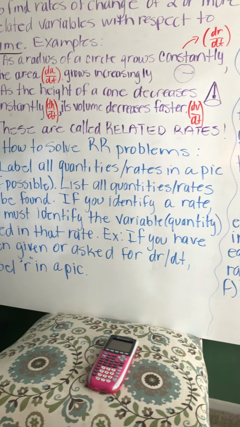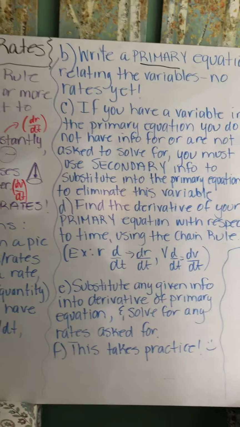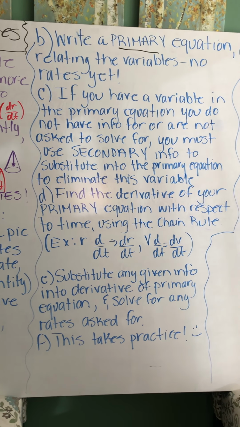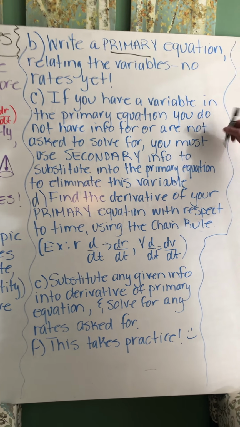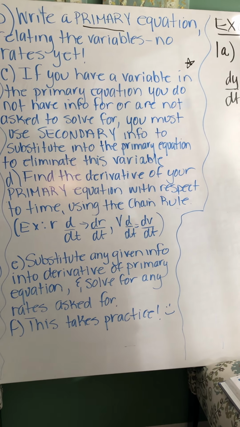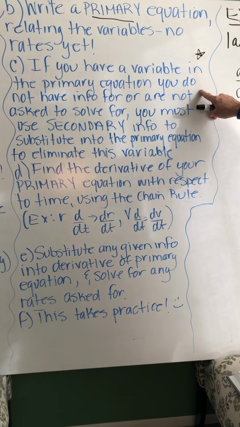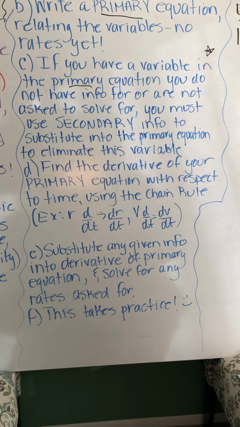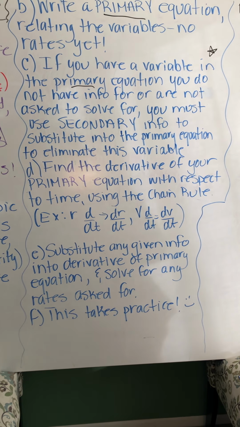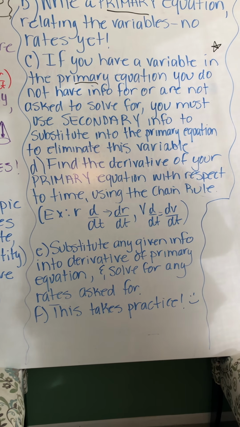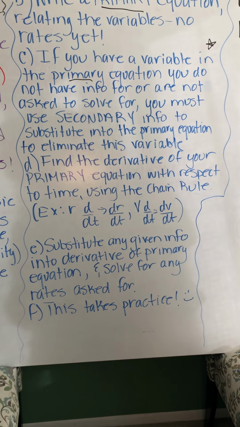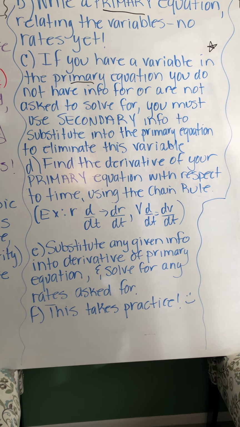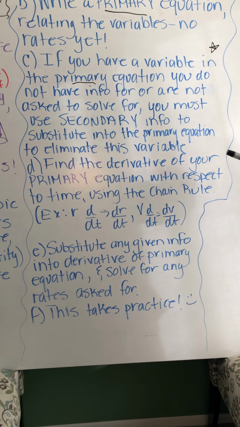B, write a primary equation relating the variables. No rates in there. We're just writing equations that we actually know, okay? C, this is more for 2.6b, and there'll be an example video. If you have a variable in the primary equation you do not have information for, or you are not asked to solve for, you must use secondary information to substitute into the primary equation to eliminate this variable. So if you have an H or a dH dt and you're not being asked for it, it has to go. It has to be replaced with something else.